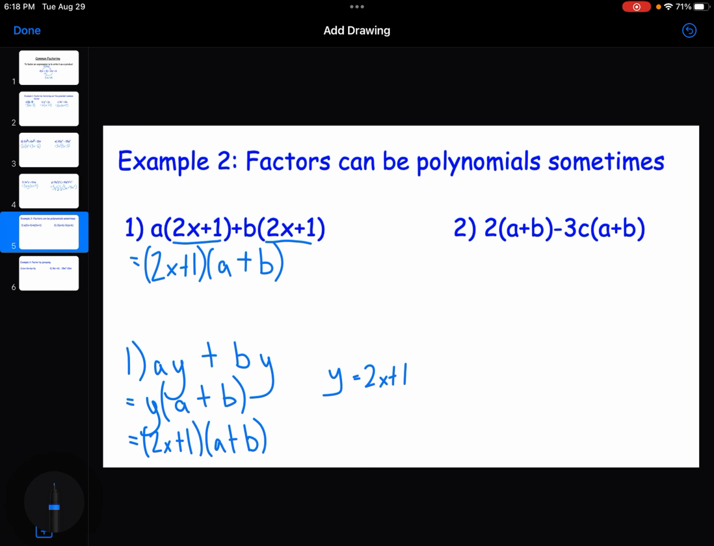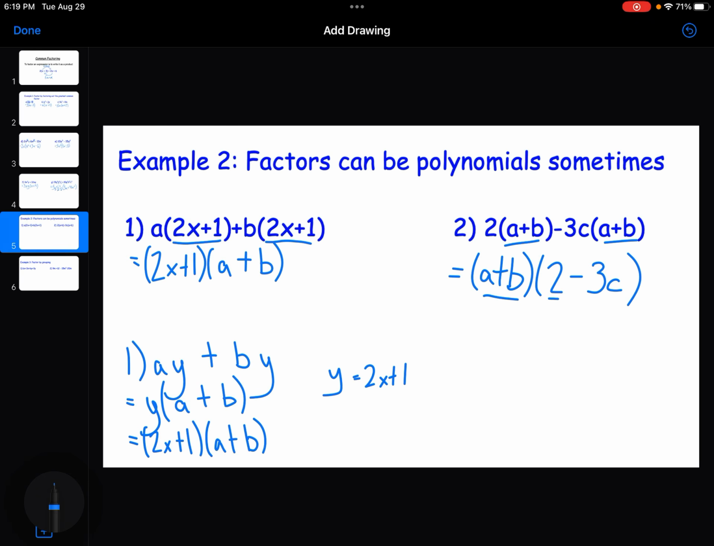Plus, I've got 2x plus 1, and then in the second term, I need a b, just like we wrote below. In this second one, I look at the question, I see that I've got a common bracket here and here. So I'm going to put the common bracket in front. And then whatever's outside the brackets, that's going to go in my second bracket. So 2, put the sign, minus 3c. Close the bracket.